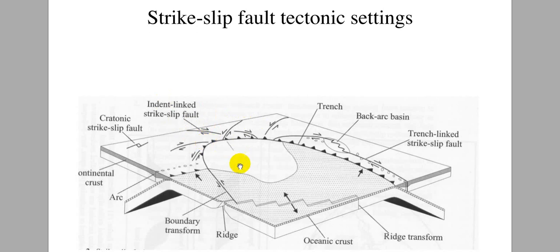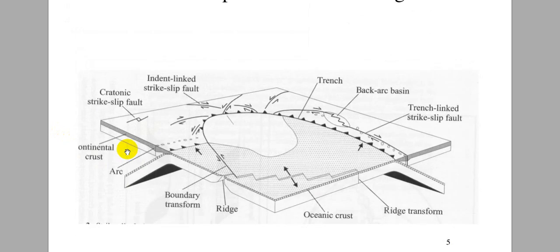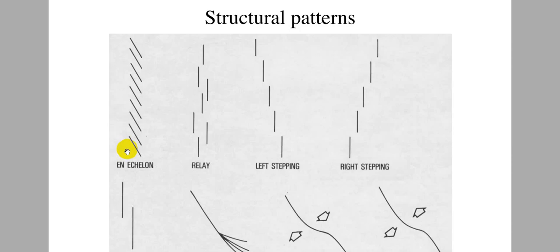Last place, we have also transform faults which cut mid-ocean ridges. Last example is intracratonic strike-slip fault or interplate strike-slip faults. Okay, we didn't care about this.